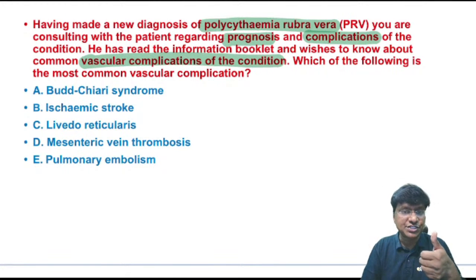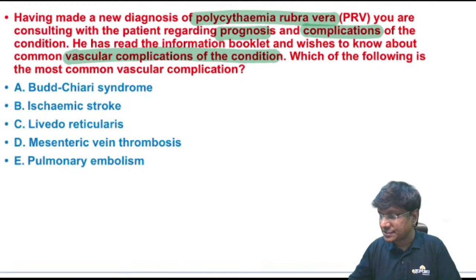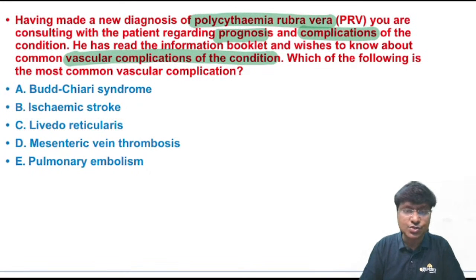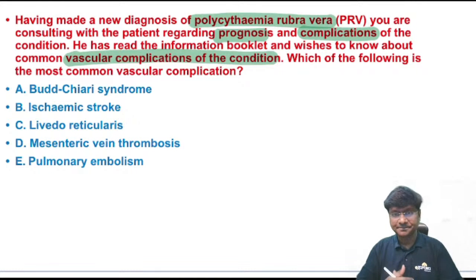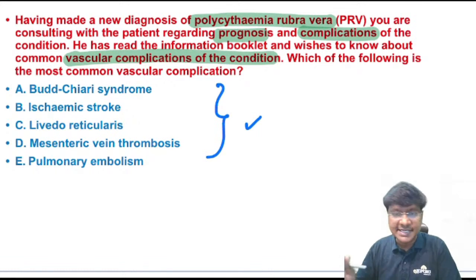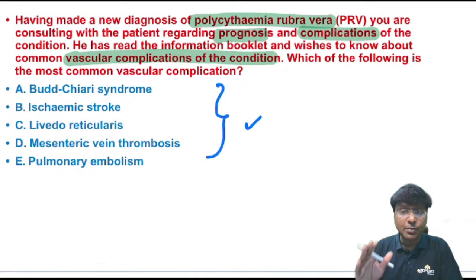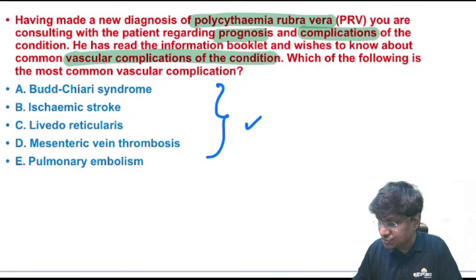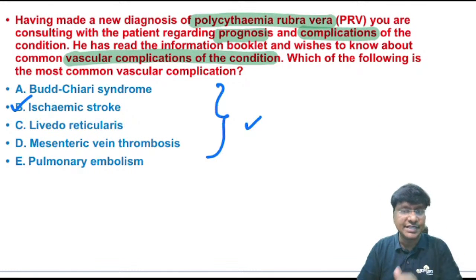The options are Budd-Chiari syndrome, ischemic stroke, livedo reticularis, mesenteric vein thrombosis, and pulmonary embolism. The first part is uploaded on YouTube, in yesterday's session. So what do you think is the most common vascular complication secondary to polycythemia rubra vera? All these conditions are associated with polycythemia rubra vera, but the most common is ischemic stroke.